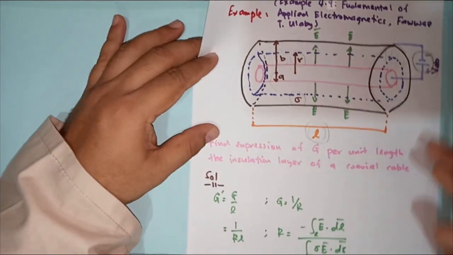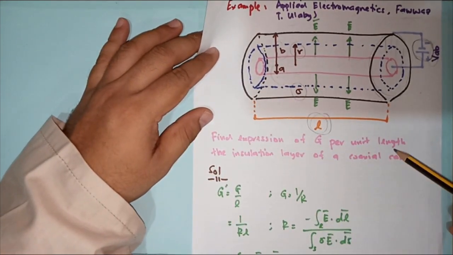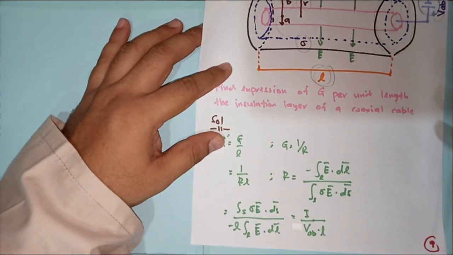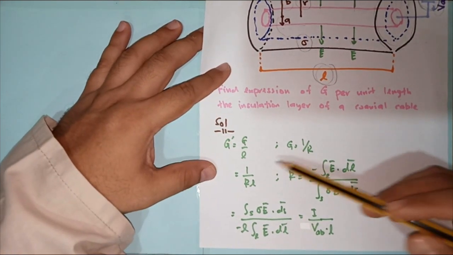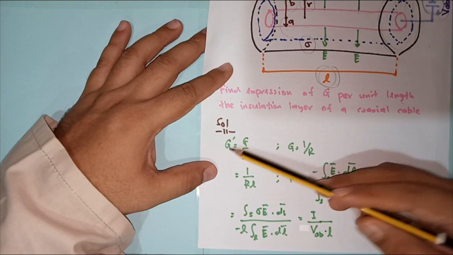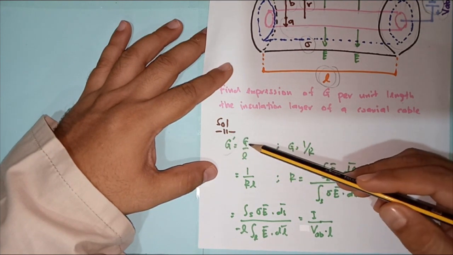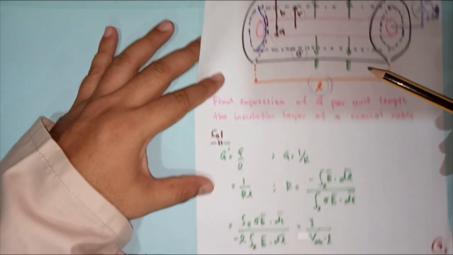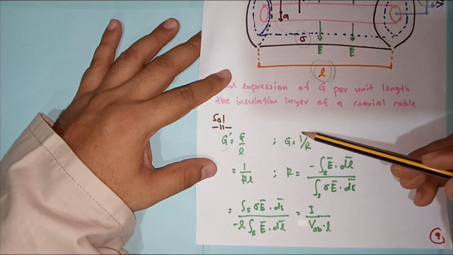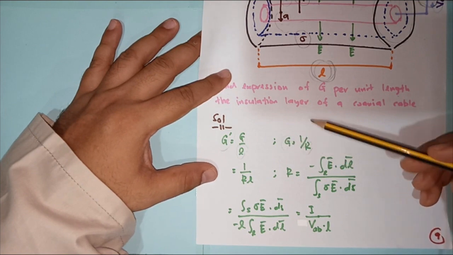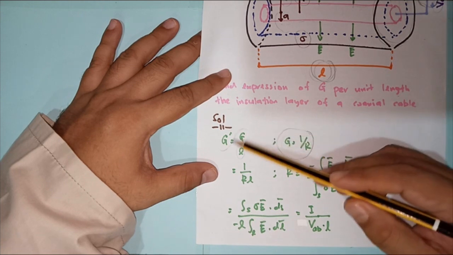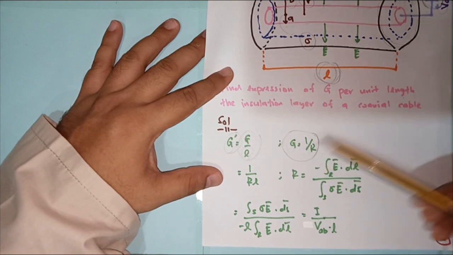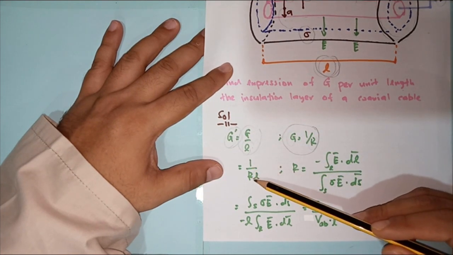In this example, we need to find the expression of G per unit length for the insulation layer of a coaxial cable. First, we need to determine the expression for G per unit length. In this case, G per unit length is equal to G divided by L, where L represents the length of the cable, and at the same time G is equal to 1 divided by R. By considering these two expressions, the general expression for G per unit length is equal to 1 divided by RL.